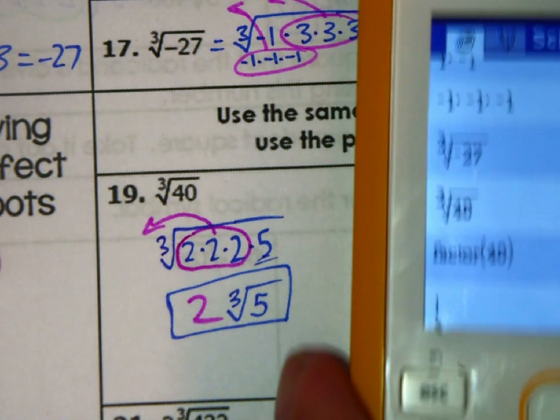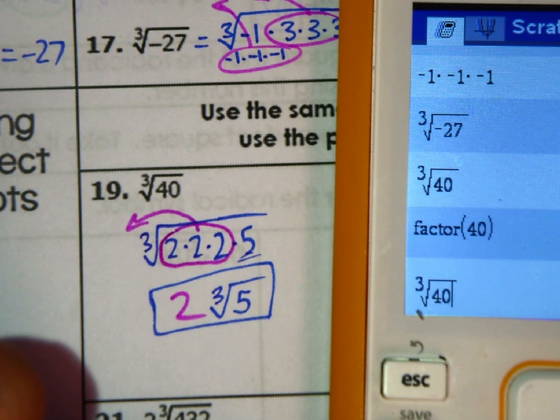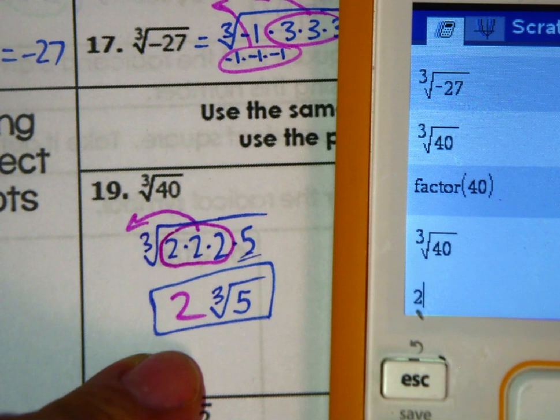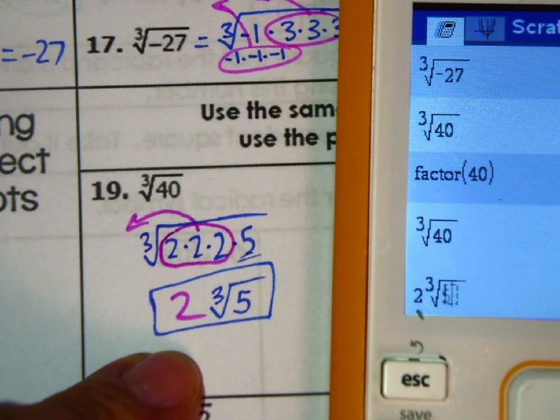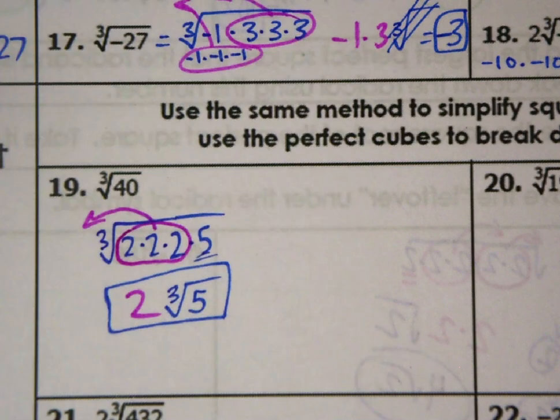And just to check if you did it right, you write the cube root of 40, and then you write the answer that you got. And then they should be the same decimal. So here's the example for that. Okay, I'm going to go over 21 and 23.